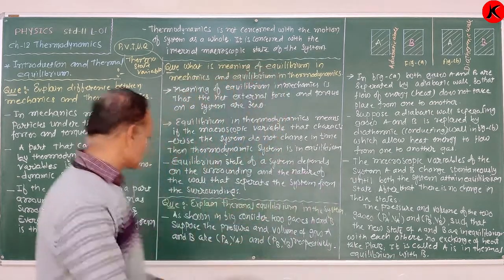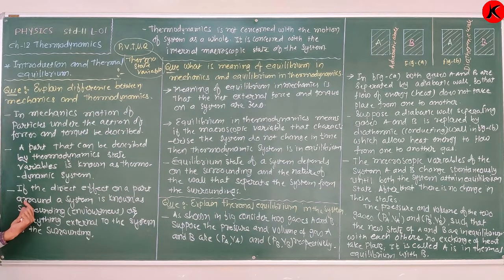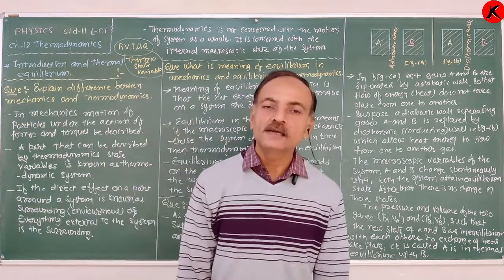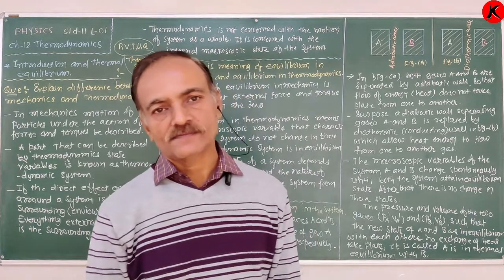Or in other words, the part around the system that has a direct effect on it is known as the surrounding or the environment. Or in other words, everything external to the system is known as the surrounding or environment of the system.